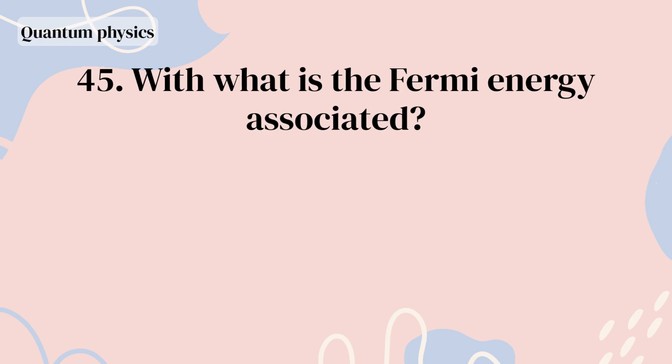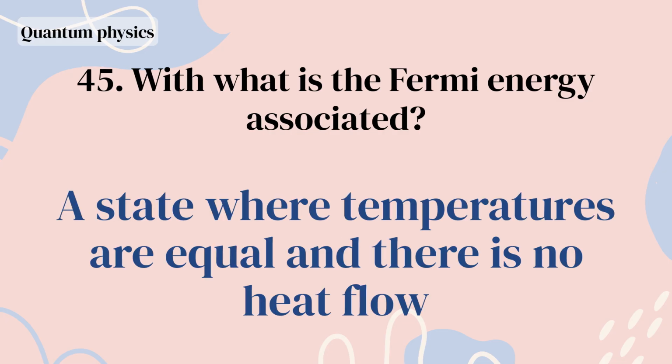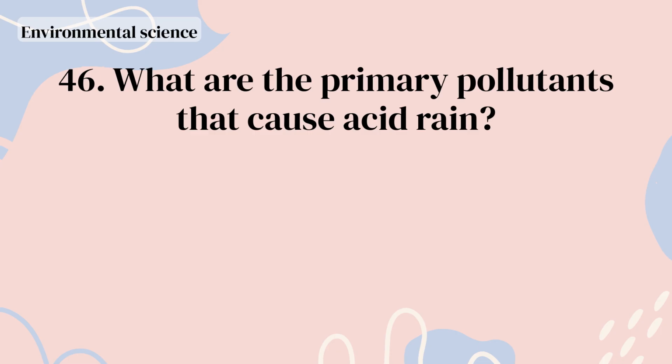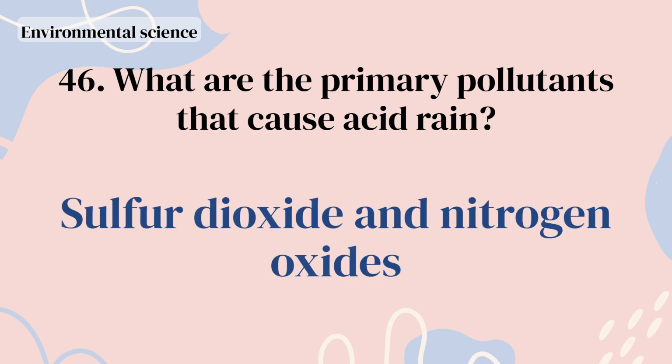With what is the Fermi energy associated? A state where temperatures are equal and there is no heat flow. What are the primary pollutants that cause acid rain? Sulfur dioxide and nitrogen oxides.